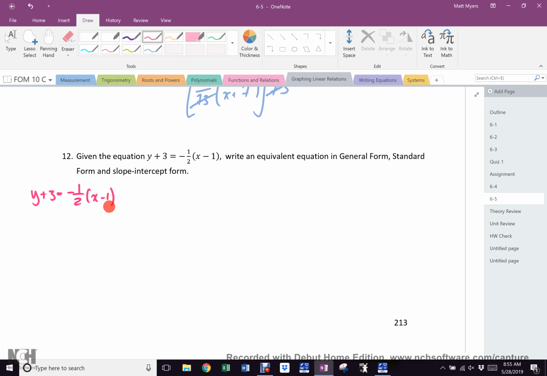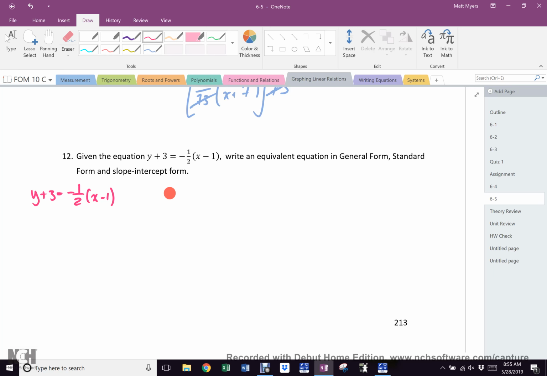Yes, sir. I'll let you look at it for a moment, then I'll start. What bugs you? The fraction. Two things should bug you about the fraction this time. It's negative and it's a fraction. So I want to get rid of the negative and the fraction, don't I?